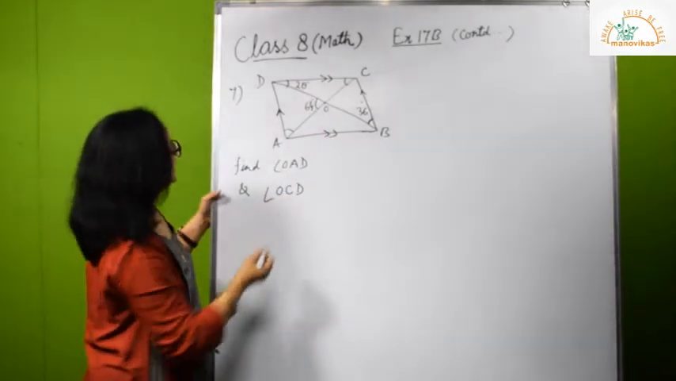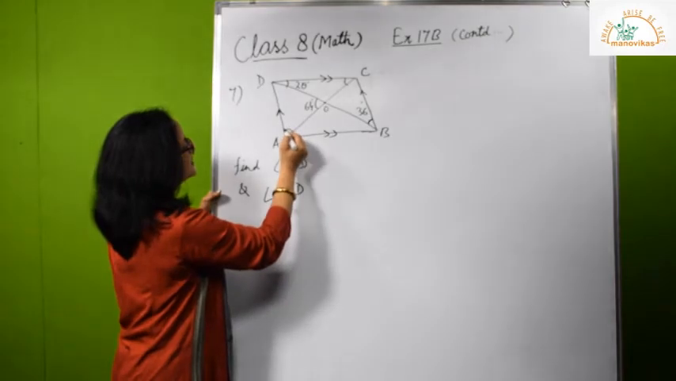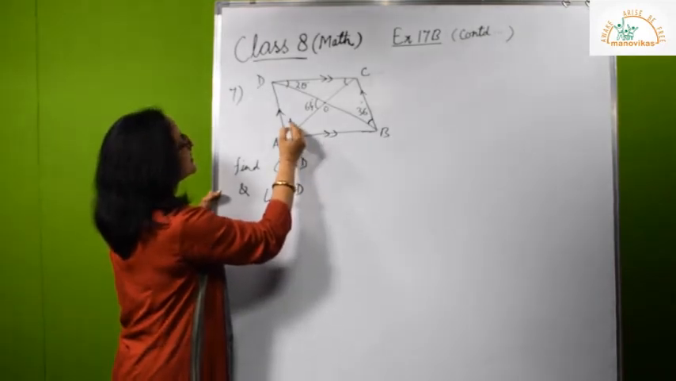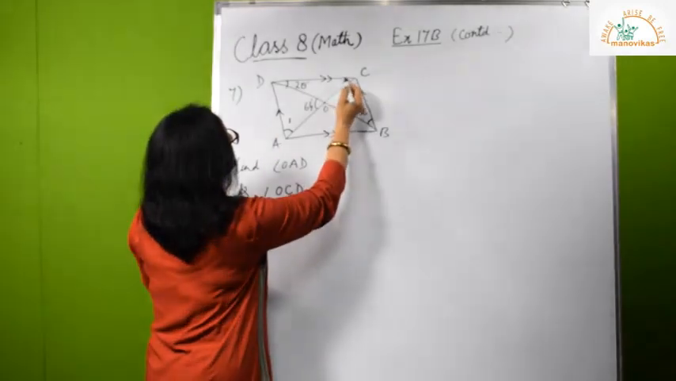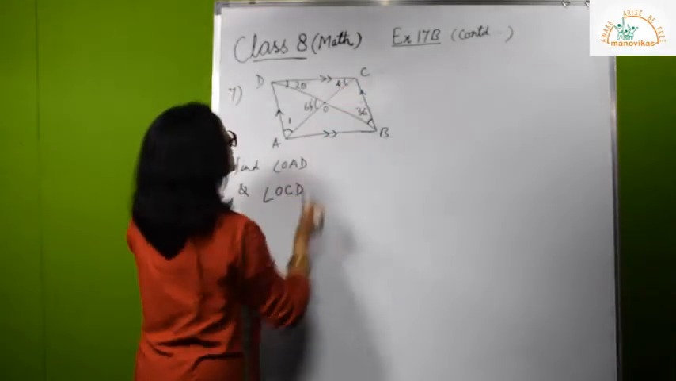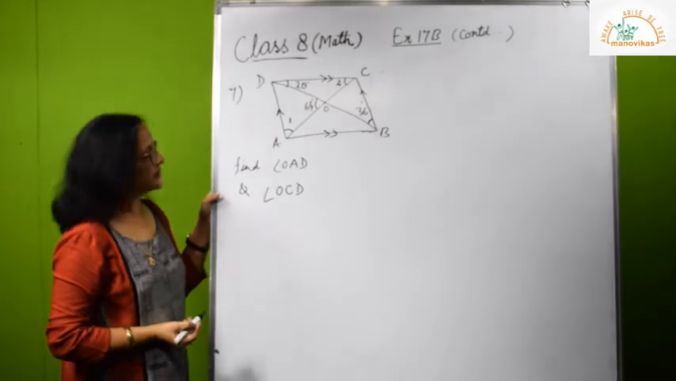Here you have to find angle OAD, this angle. So this angle is 1. And angle OCD, this angle is 2. These two angles you have to find.